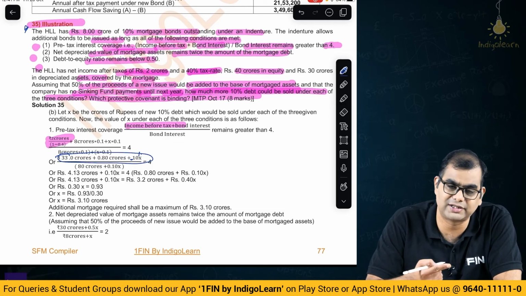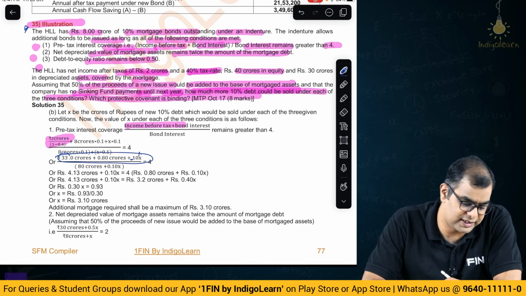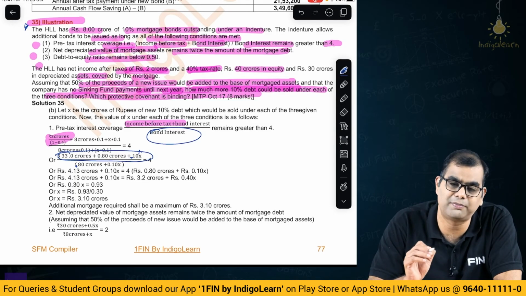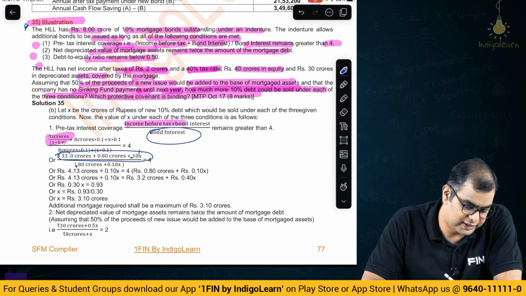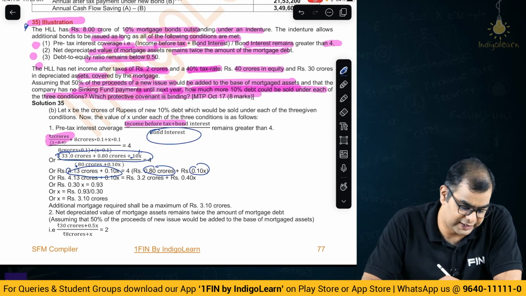0.1x will be the additional interest. Assume that there is no increase in income, and the denominator is the existing bond interest. What is the existing bond interest? 0.8 crores. So the denominator is 0.8 crores plus 0.1x, and the numerator is 4.13 plus 0.1x. Equate the ratio to 4, because 4 is the ratio that you have to maintain, and solve for x.